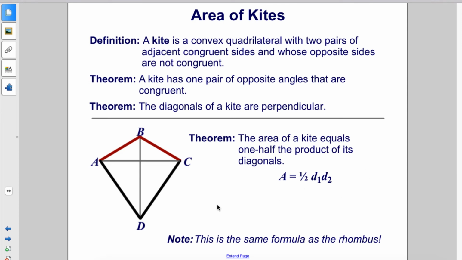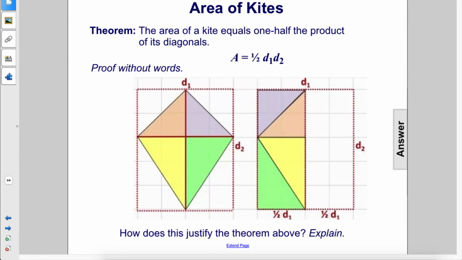A equals 1/2 D1 times D2. This is the same formula as the rhombus. The area of a kite equals 1/2 the product of its diagonals. Here's a proof. So we have a kite here.